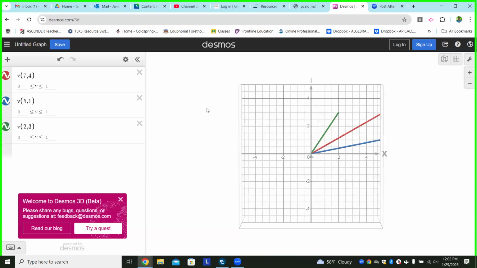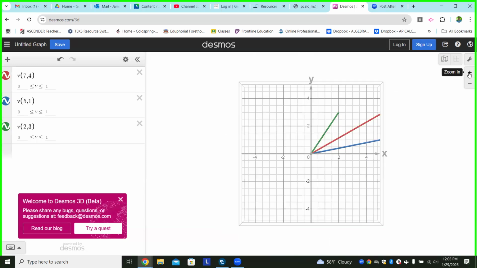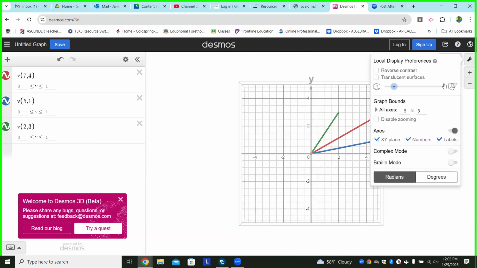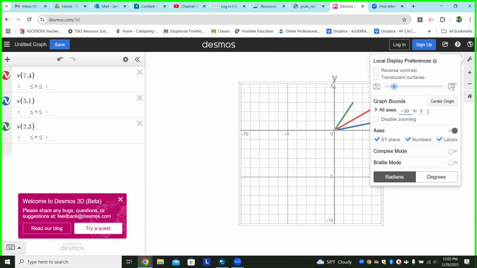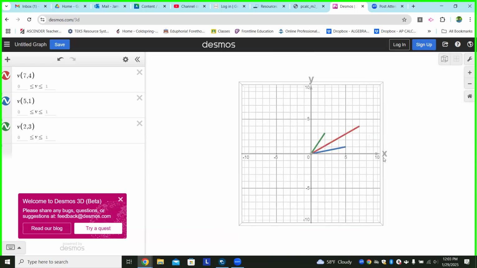I wonder if I could adjust the settings there. Oh, cool. That would have been a lot easier to know. Here we go. Let's go to -10 and 10. All right, so there you go. So that's a little bit better. So if I could physically take that green one, add it to that blue one, it would land right there on the red one, just like we did last semester. So that kind of makes sense.